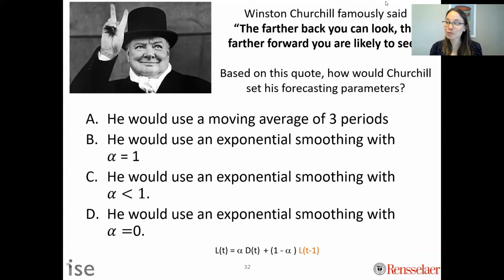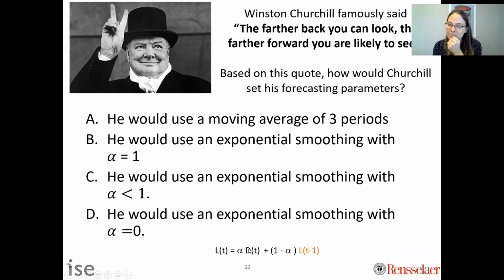Now, exponential smoothing uses all historical data, as long as alpha is between 0 and 1. If alpha is 1, what happens? Let's look at this equation down here. If alpha is 1, we have 1 times d of t plus 0 times L of t minus 1. So if alpha is 1, we are only looking at the most recent demand period, and we're ignoring everything else. So alpha equals 1 is even worse in terms of Churchill's mantra than a moving average of 3 periods. I'm only looking at 1 period. So that's not good.